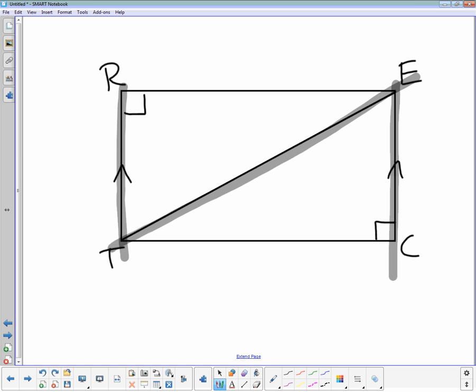Somebody name me one of my alternate interior angles. Give me the three-letter name for one of my angles. Well, RET would be this one. What would it be? RTE. This angle is congruent to that angle. You draw your two parallel lines and look at the line connecting them, and that'll help you see it. What you're really looking at is this.